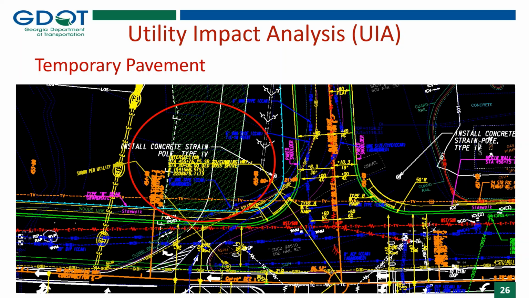Also, the staging plans will provide locations of temporary pavement that's going to be outside of the final construction pavement. And this may cause utility conflicts as well. This slide shows the temporary pavement with the green pattern circled in red.